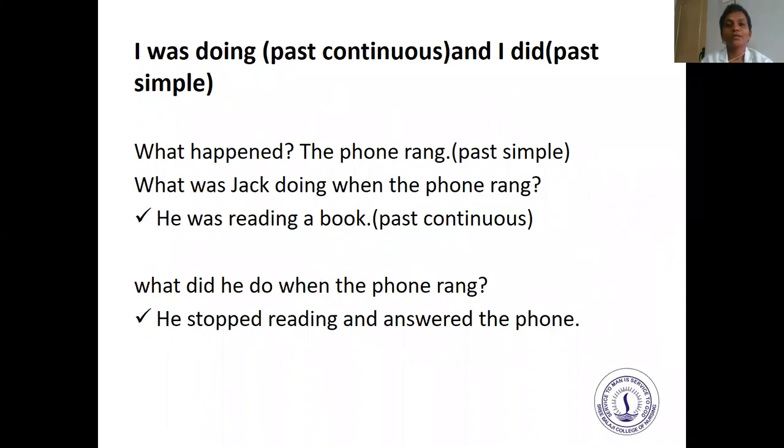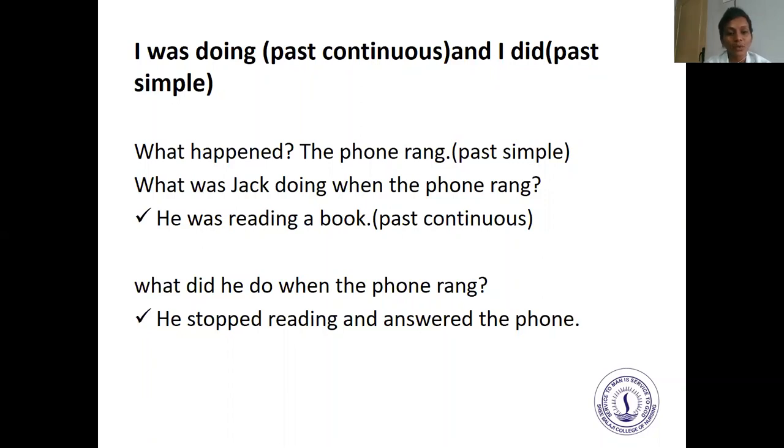I was doing is the past continuous form and I did is past simple. What happened? The phone rang. Rang is the past simple form of the verb ring. So the phone rang. What was Jack doing when the phone rang? He was reading a book. It is past continuous. Was is the to be verb, and it is in simple past. It comes with the main verb read. So he was reading a book.